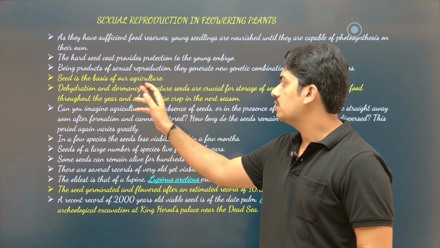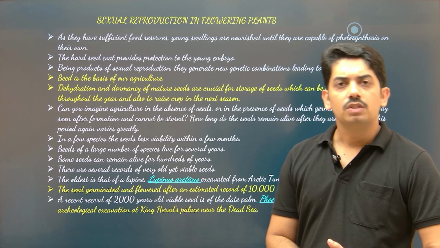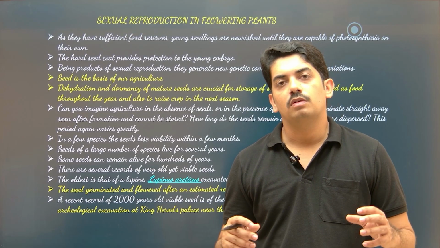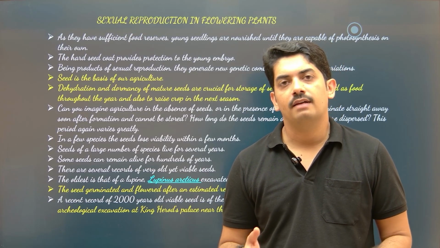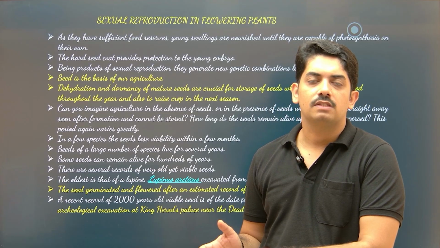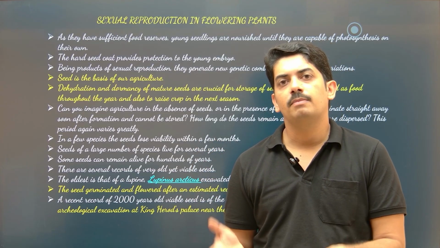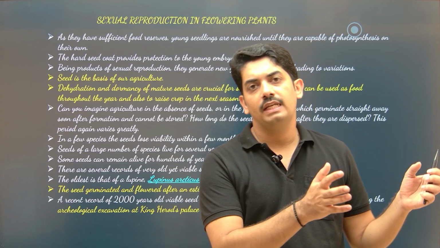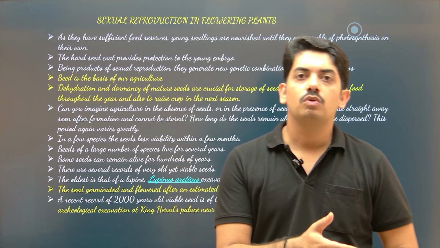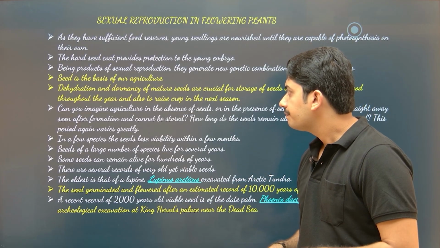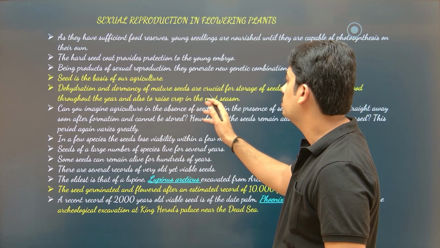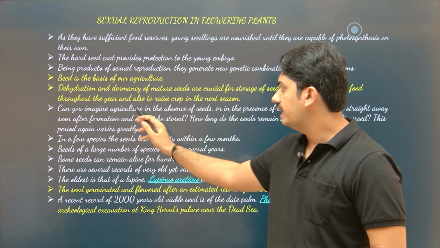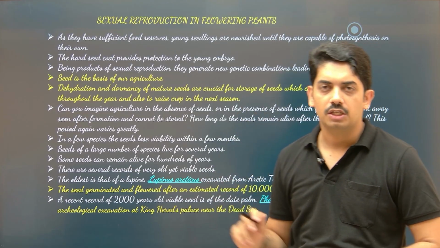So seed is the basis of our agriculture. In agriculture, seed is the basic thing. Farmers used to grow the plants. At the time of harvest, they use some amount of seeds for commercial purposes, some amount of seeds for their personal use, that means as a source of food, and some amount of seeds will be stored for the next year to produce a new crop. Dehydration and dormancy of mature seeds are crucial for storage of seeds, which can be used as food throughout the year and also to raise crops in the next generation.